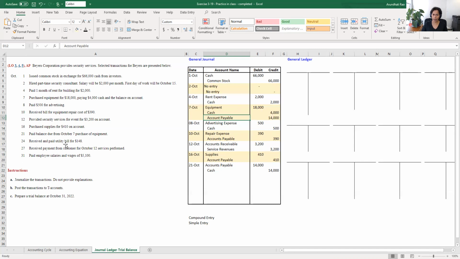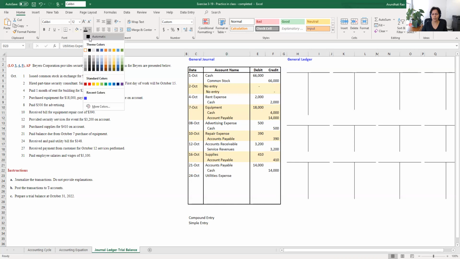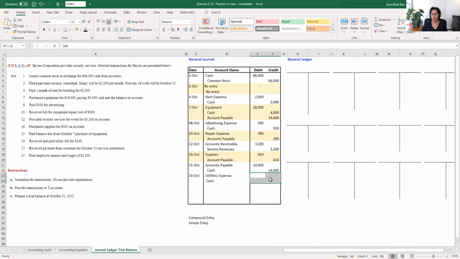On the 24th, I received and paid a utility bill for $148. So here I got the bill and I paid it immediately. I paid it, which means cash, my asset, decreases. Cash has to be credited. I'll receive a bill only when I get something, right? Either I get goods or I get some service. What I got here is service, and the service we're going to call utilities expense. Start with the date, October 24th, utilities expense debit, and we will credit cash because I paid it. And that amount is $148.